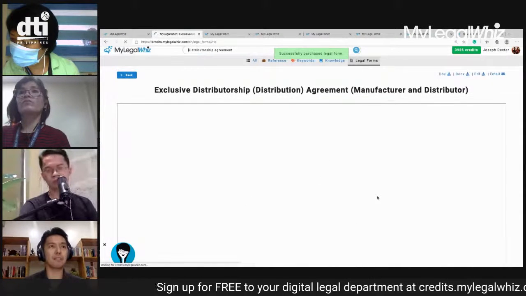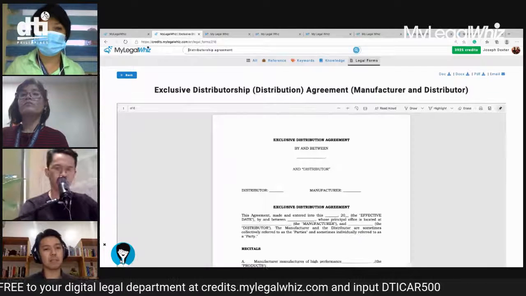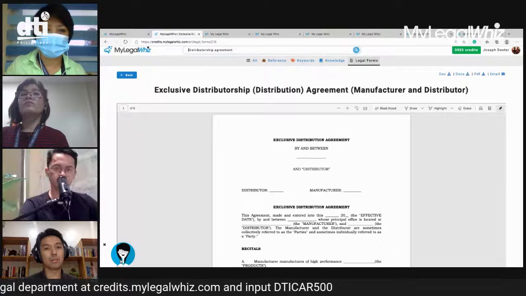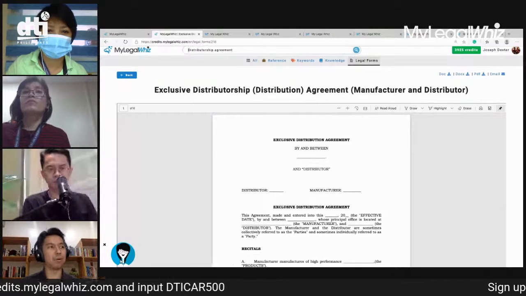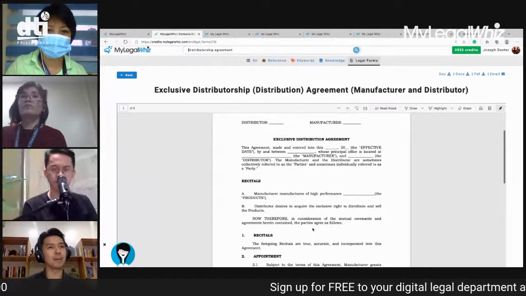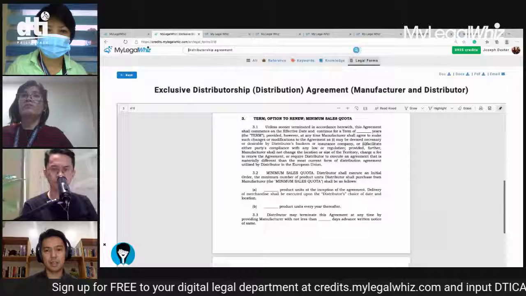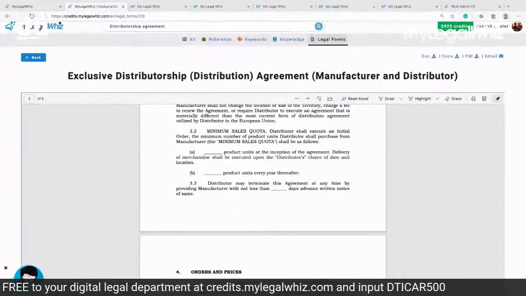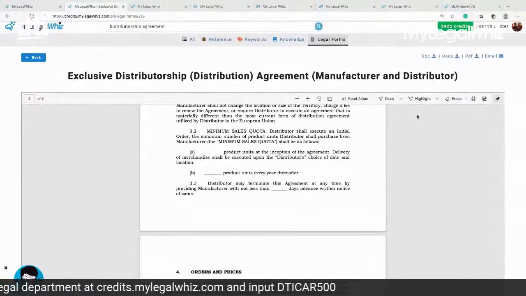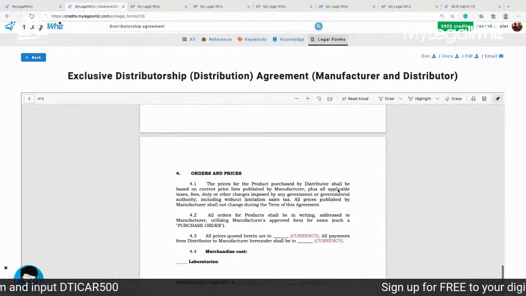You can edit it if you want. If you want Leah, nandito po si Leah sa left, lower left, to draft it for you, just let us know. Just click on this one. Ito po, papakita ko muna before we go back to Leah. This is the distributorship agreement. Pakita natin in full screen. Yan. So yun na-download na. Nandiyan na yung distributorship agreement.